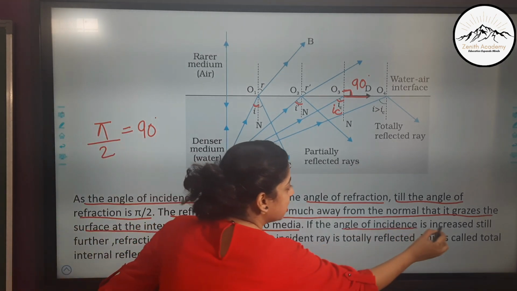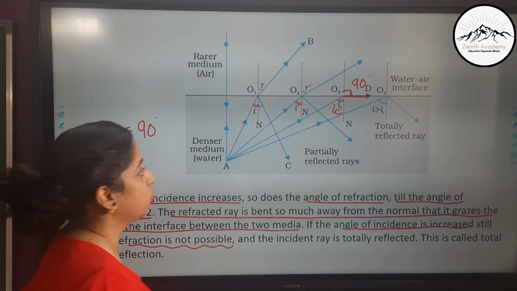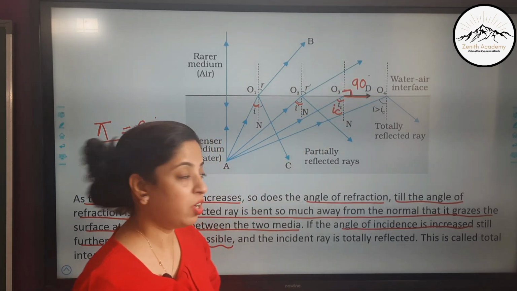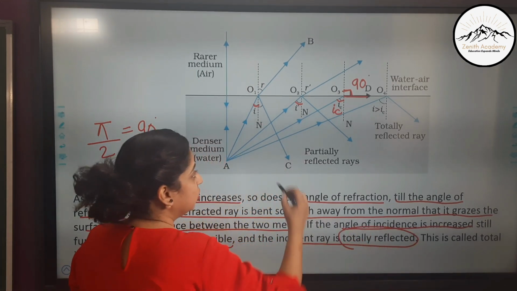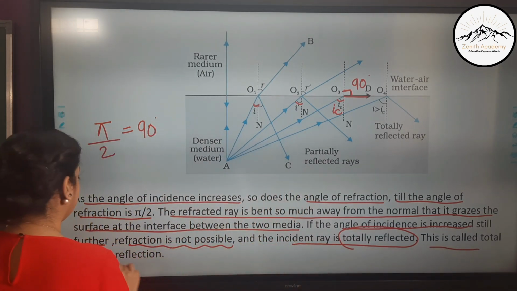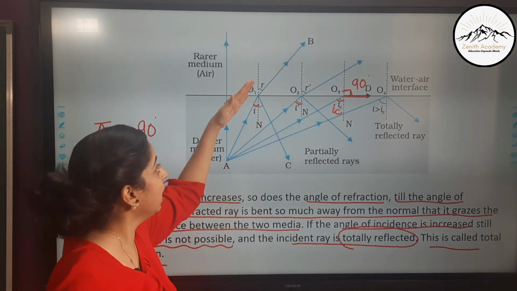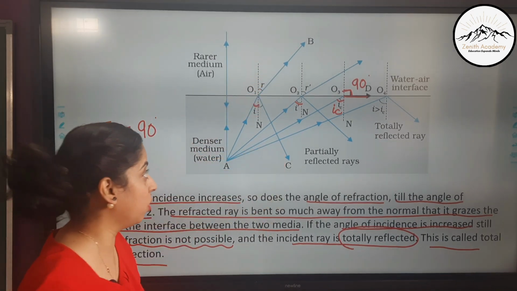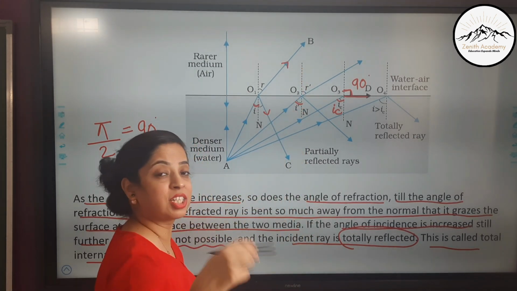Now, if the angle of incidence is increased still further, then refraction is not possible. If the angle of incidence is increased more, refraction will not happen. Now the incident ray is totally reflected, so it is reflected back in the same medium. This is called total internal reflection. Why the word total? Because at these earlier points, some light is getting refracted and some is reflected in the same medium. So partially there is reflection happening and partially there is refraction happening.